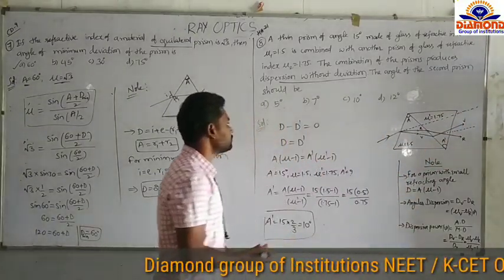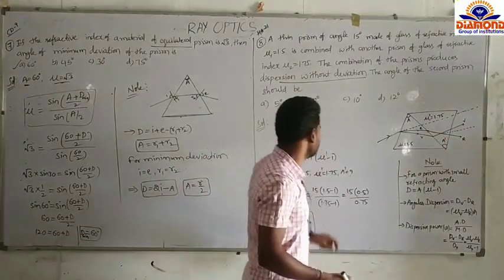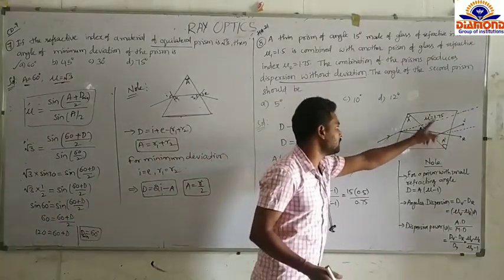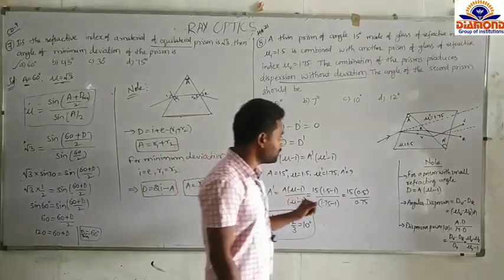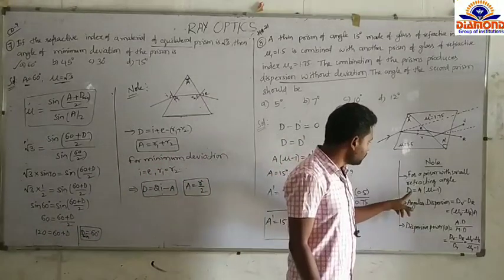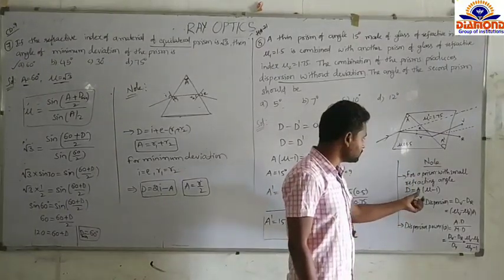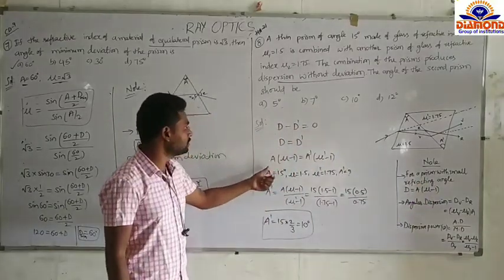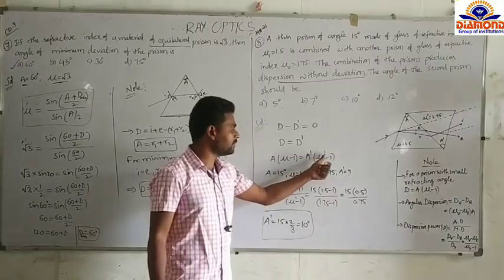Now the deviation produced by the first prism is cancelled by the second prism. The deviation produced by the first prism is D, and the deviation produced by the second prism is D dash. So they cancel, that means both are the same. For small angle prisms, the deviation formula is D equal to A into (mu minus 1). This formula I am using here. For the second prism, deviation is A dash into (mu dash minus 1).